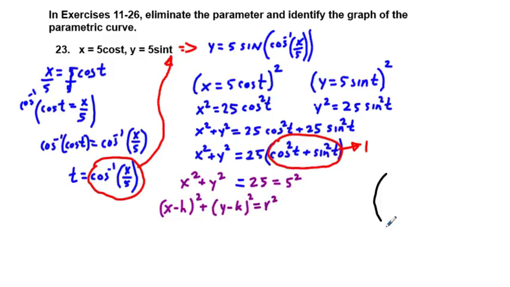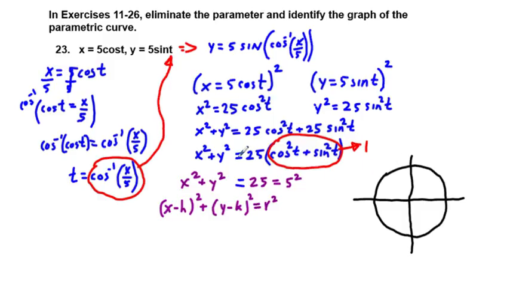And what that really looks like is this. I'm going to go back to that x squared plus y squared. No, cosine squared plus sine squared. Okay, so there we have it. That's what it's going to look like.